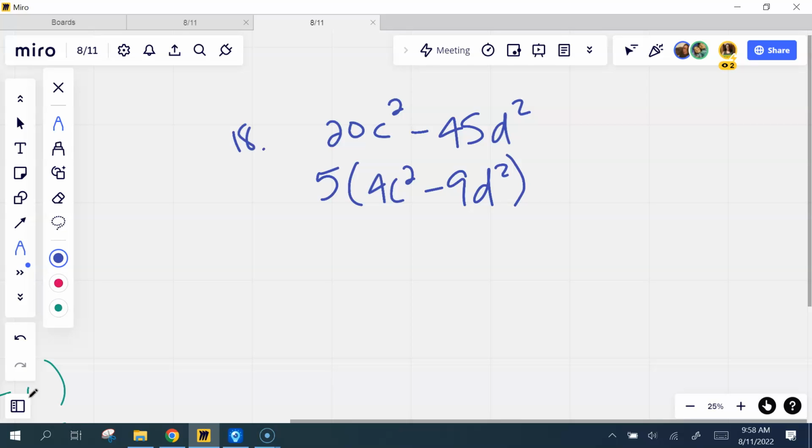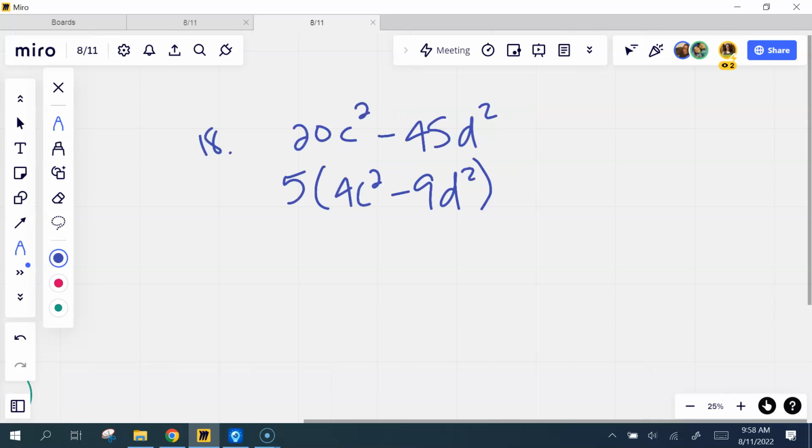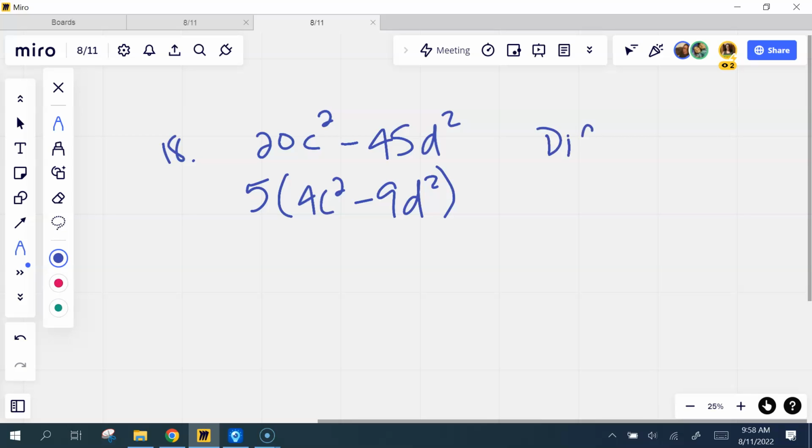The answer is, and I'll just go ahead and put this in your notes, okay? This is called, because this is the easiest one to do, this is called difference of 2 squares. And what a difference of 2 squares is exactly.